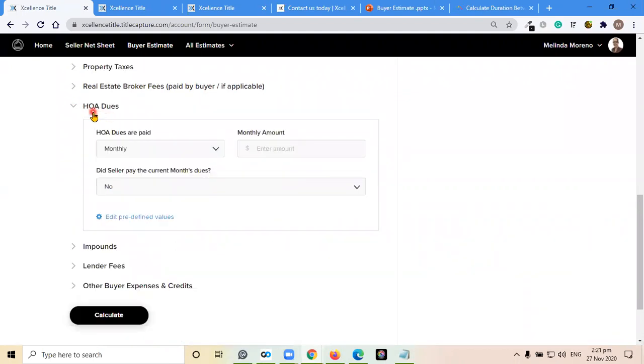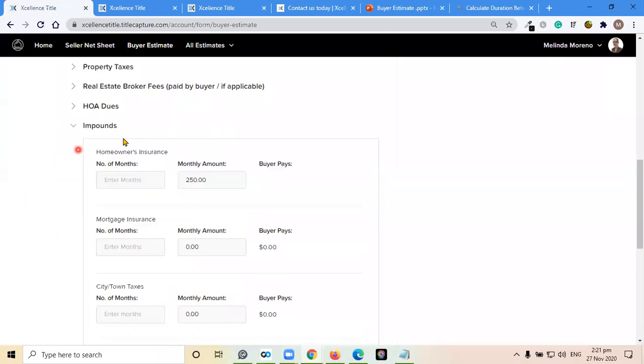Homeowners Association dues. All right, so if the property has an association, just add the monthly payment here so it can get transferred to the estimate. If it's a single family home with no homeowners association, then don't worry about this section. But for this example, let's say there's a monthly payment of $100 for homeowners association. Did seller paid the current month's dues? We're going to say no.